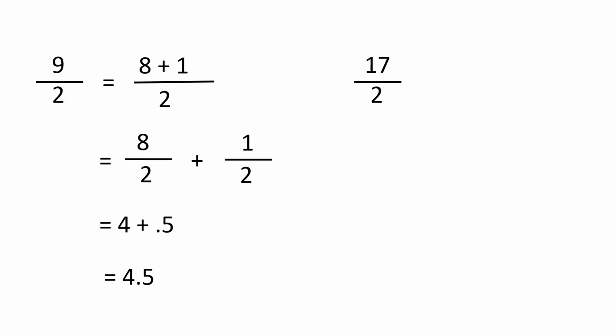For example, let's look at 17 divided by 2. 17 minus 1 is 16. 16 divided by 2 is 8. Now we just tack on the 1/2 to get 17 divided by 2 is 8.5.